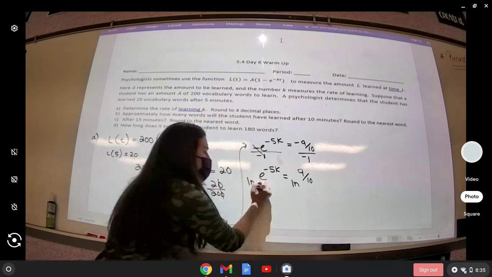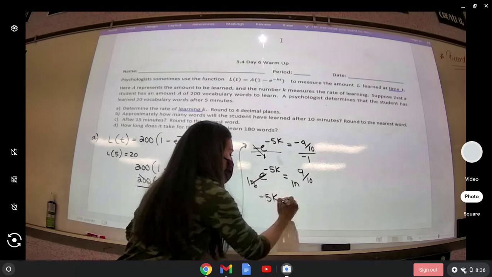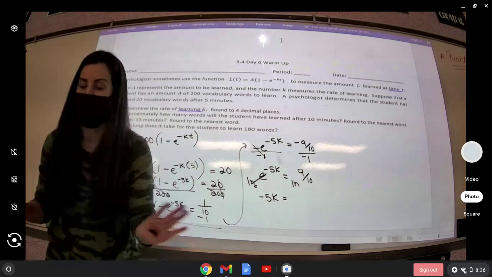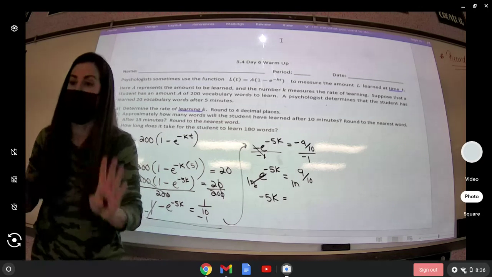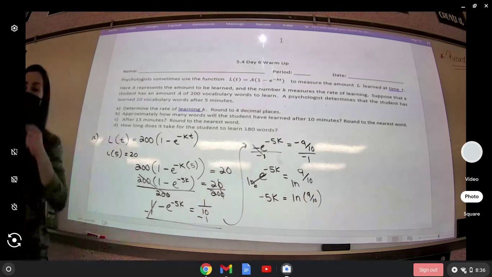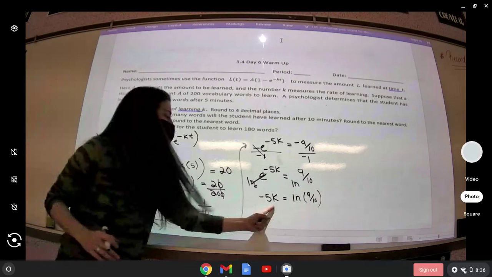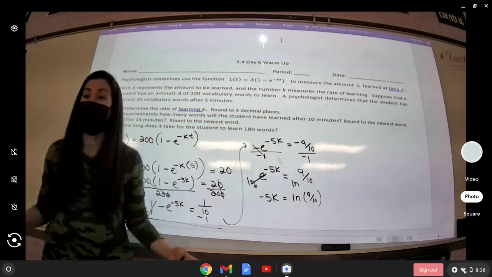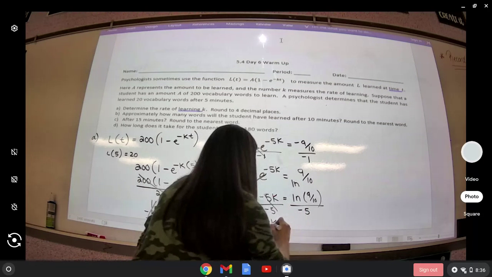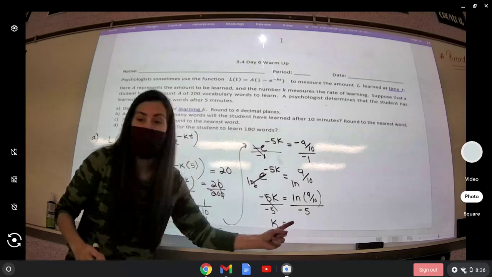All right, natural log base e to a base e exponential, they cancel. You're left with negative 5k, which equals whatever the natural log of 9/10 is, which, guys, is a really ugly decimal, and we don't want to round it, so leave it as the natural log of 9/10. We'll round our final answer. We don't want to round yet. And then the only thing you have left to do to find out this learning rate, this k value, is to divide everything by negative 5. And now k will equal the natural log of 9/10 divided by negative 5.